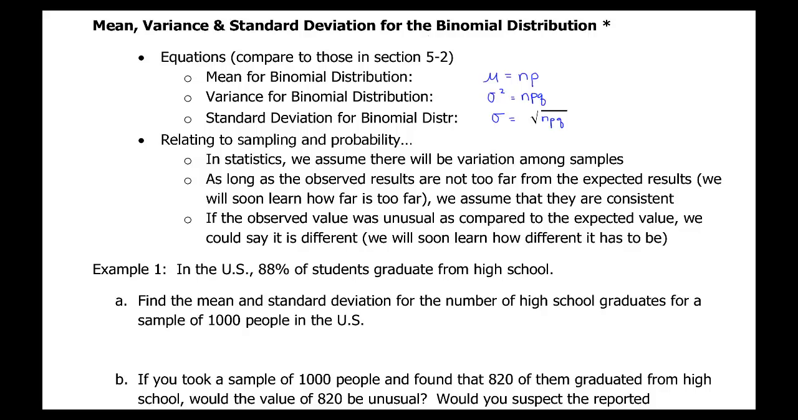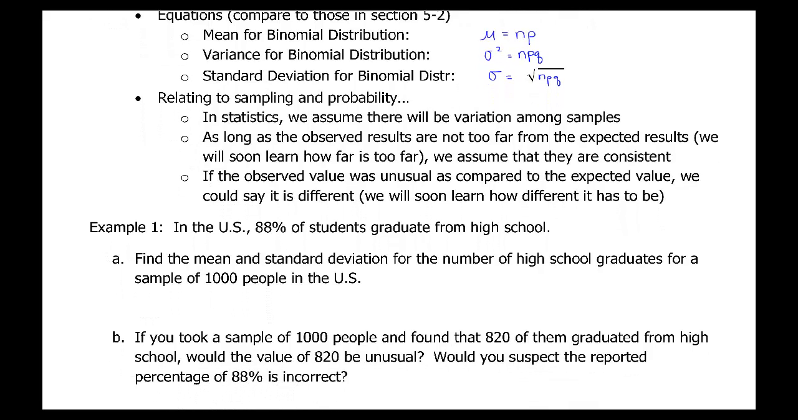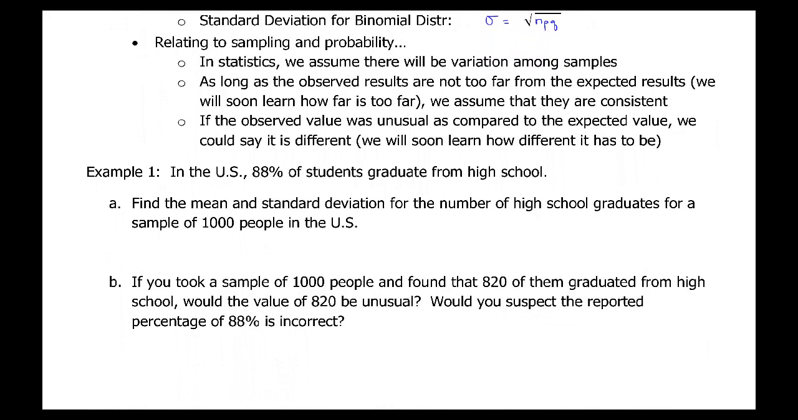So our first example is looking at a statistic about graduation rates from high school in the United States. Alright, so the first one here is find the mean and standard deviation for the number of high school graduates for a sample of 1,000 people in the United States. So we have 88% that graduate from high school, and that's a probability of success if we define success as graduating from high school. And let's convert that to a decimal so that we can work with it in our equations. 0.88.